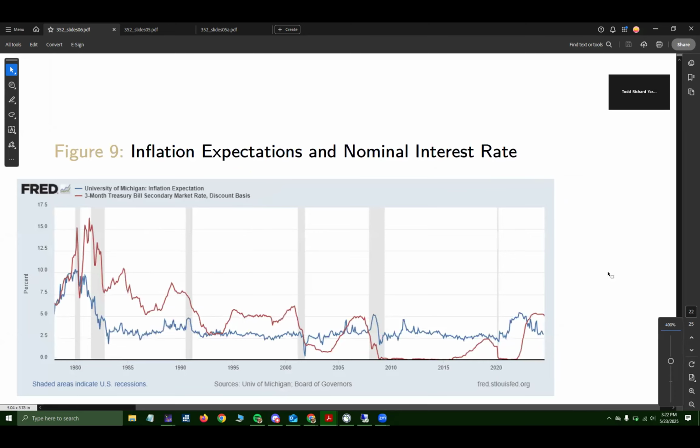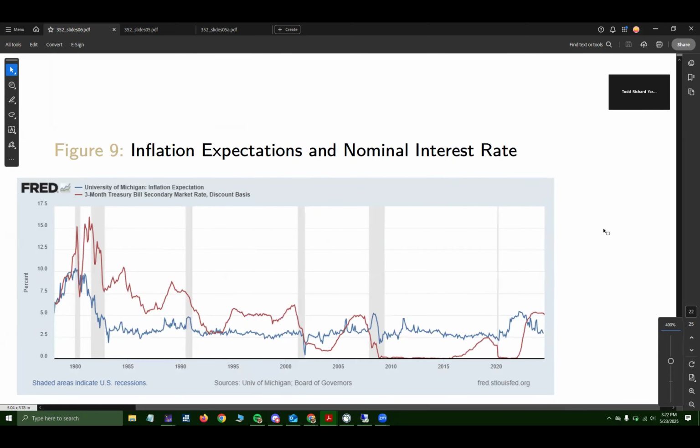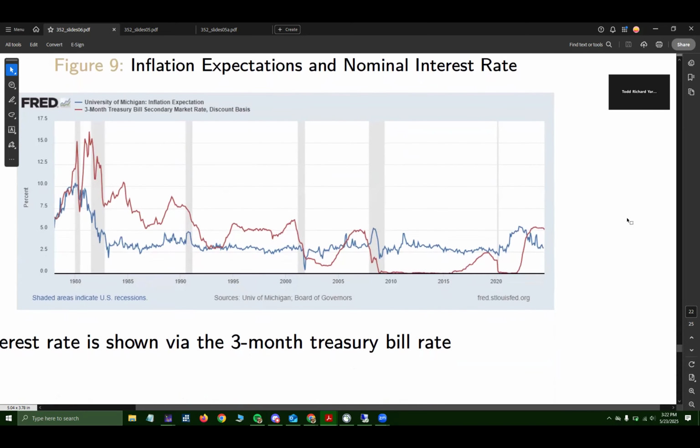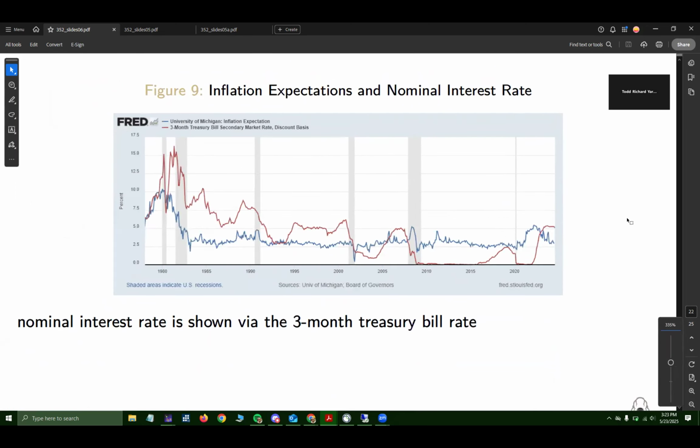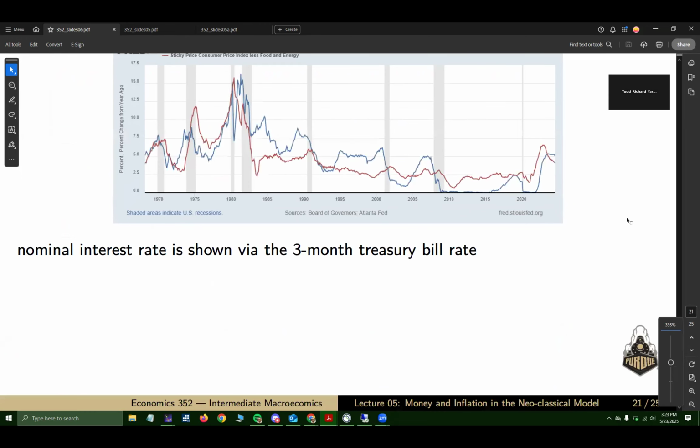And then here's inflation expectations and the nominal interest rate. Again, just to give you that idea of the Fisher effect. So you see, again, a lot of interplay between these ideas, lots of interplay. We're going to look at a lot of data this term, don't worry.